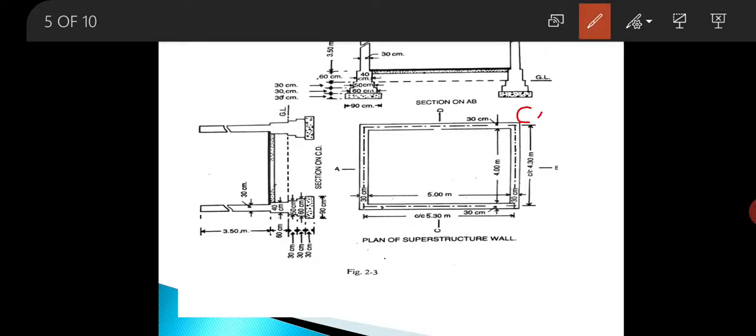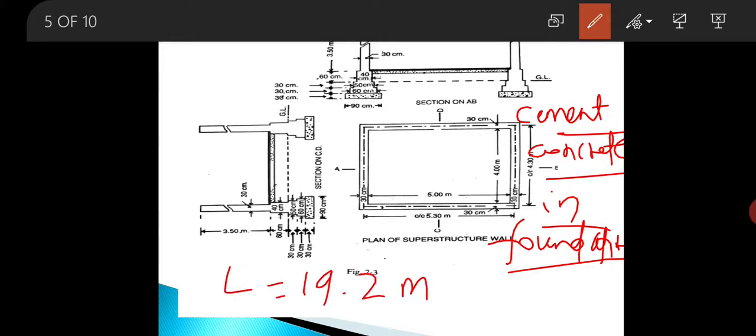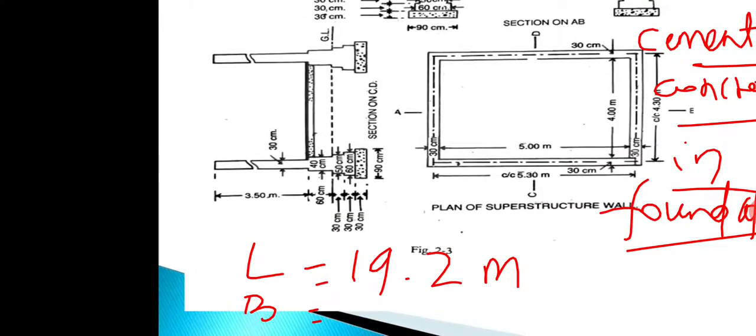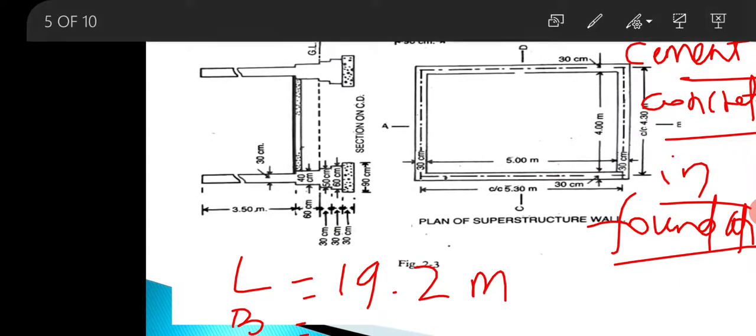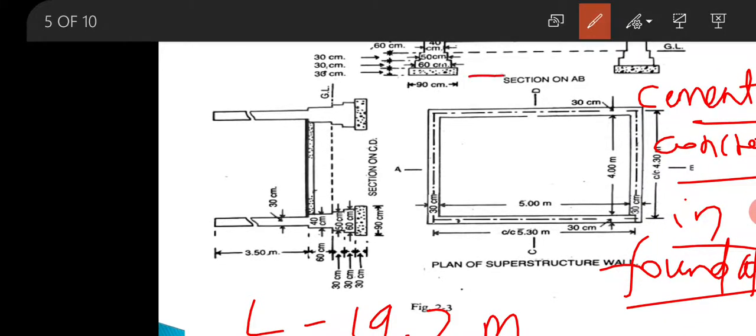Next item of work is cement concrete in foundation. The length will be constant, 19.2 meter. What is the breadth? You can see from the drawing that this one is the cement concrete work in foundation, and its width is 90 centimeter.